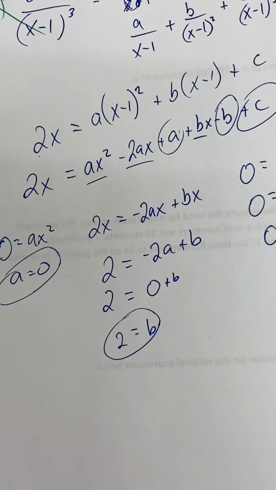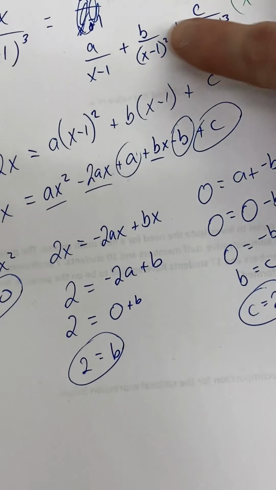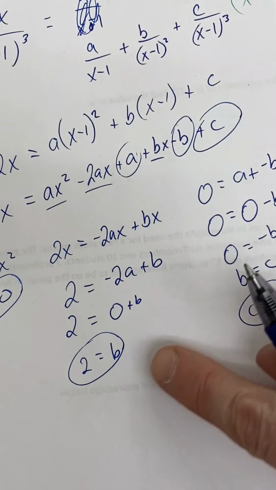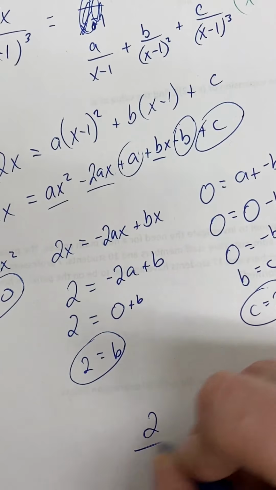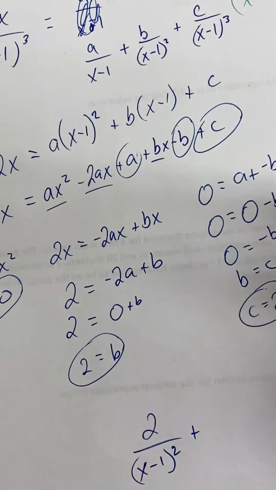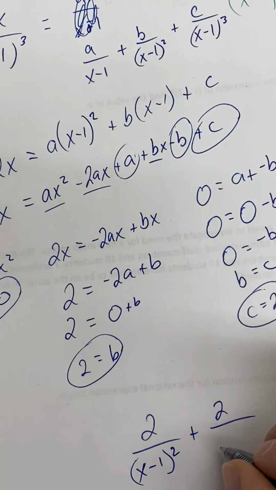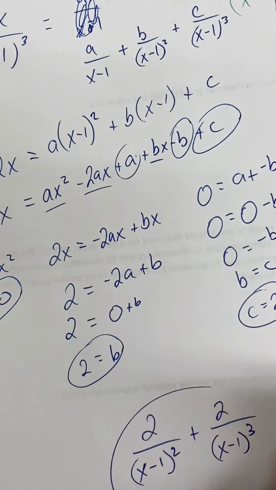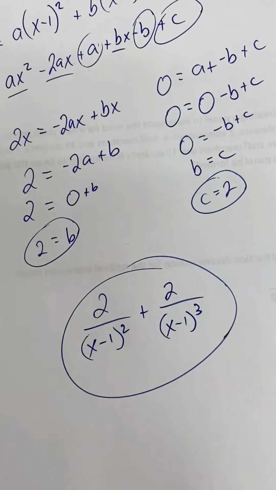All right, a is nothing, so there won't be a term over x minus 1. b is 2, and I've got b being over x minus 1 squared, so I'll need to put that in. c is 2 also. It's over x minus 1 cubed. And that's it. That's our breakdown.